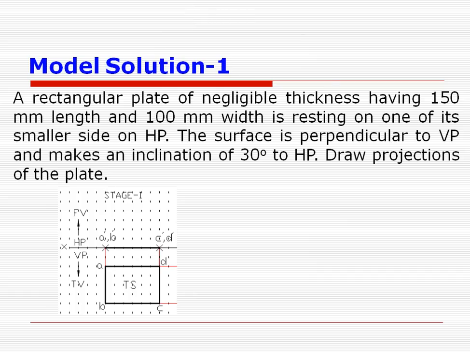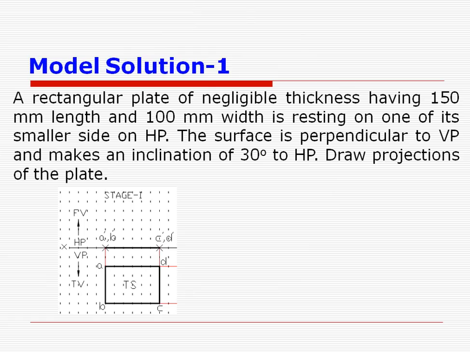You retain that line in the true shape, the AB line or DC line, it should be perpendicular to the XY line, because finally I have to retain that in HP. So now at this moment whole of the plate is in HP. Now I can give the inclination.